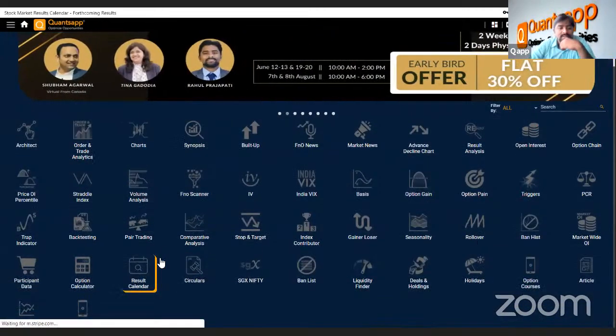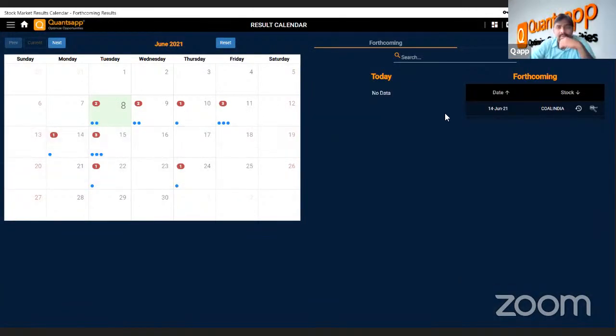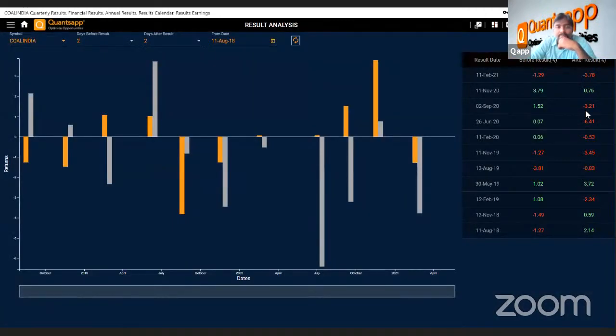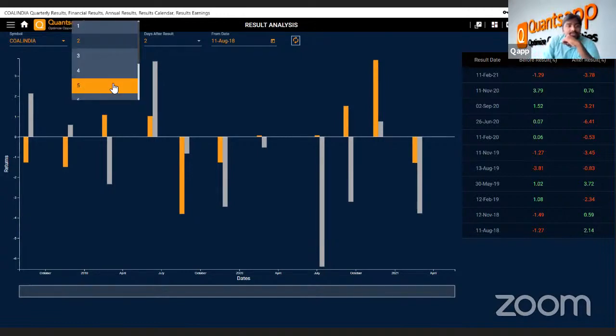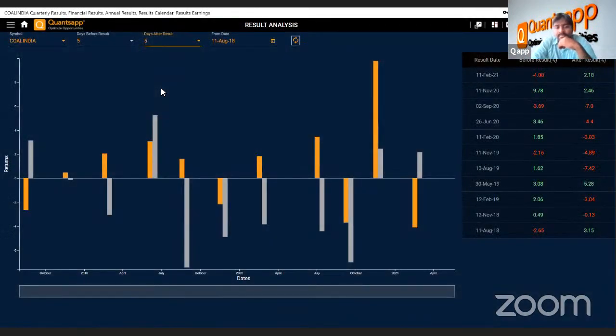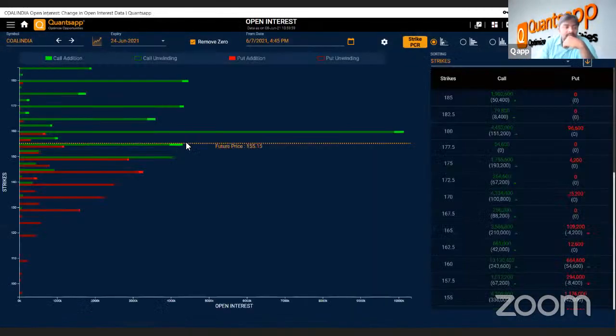Now, let's check Coal India. We have a result next Monday, coming Monday, right? From the past few days, or few quarters specifically, the stock is a bit on the negative side. Let's try to change the days, let's say 5 days before and after that. The activity is the same, mostly on the negative side. So that means if the stock is taking resistance at 160, we can take a bet again.